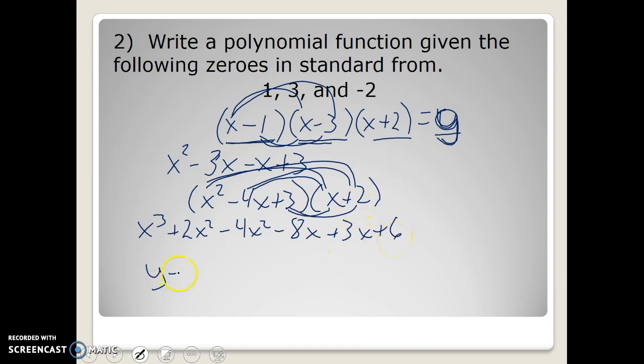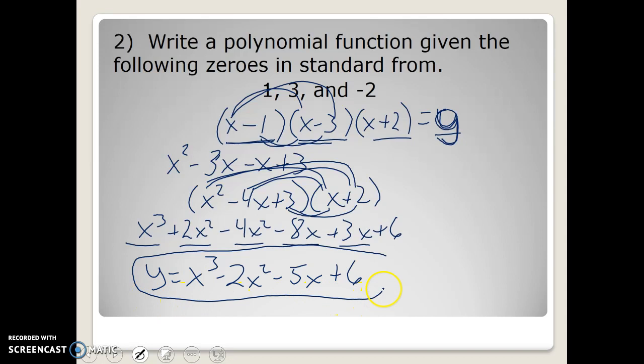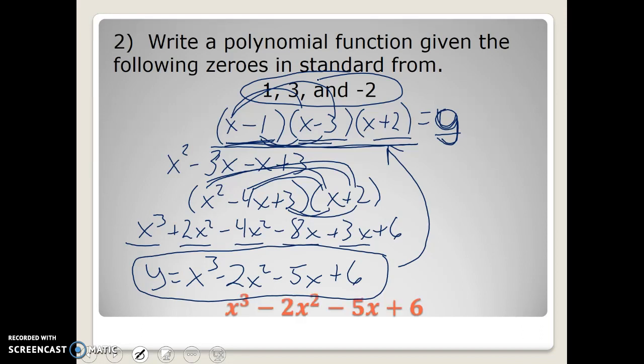So my final answer is going to look something like this. My leading term is just x to the third. 2x squared minus 4x squared is minus 2x squared. Negative 8x plus 3x is negative 5x plus 6. And so this is a polynomial in standard form that I could factor to look like this. Once I had this, I would know my zeros are going to be 1, 3, and negative 2. Let's take a look at a different example.